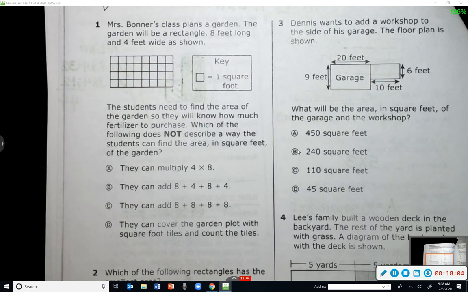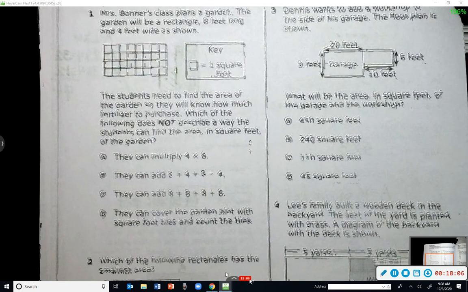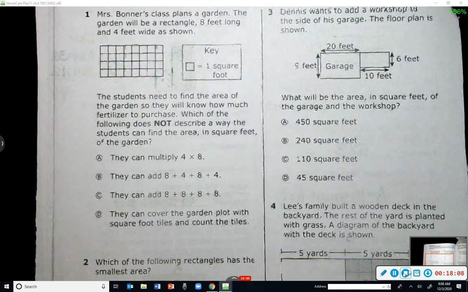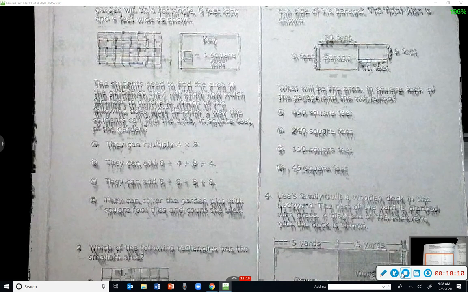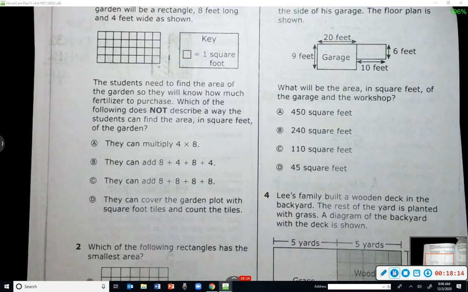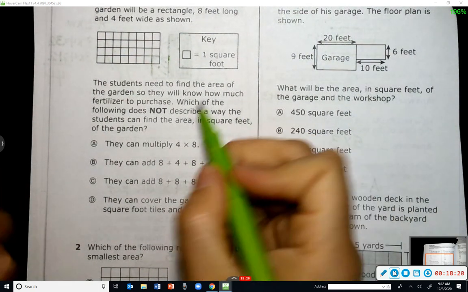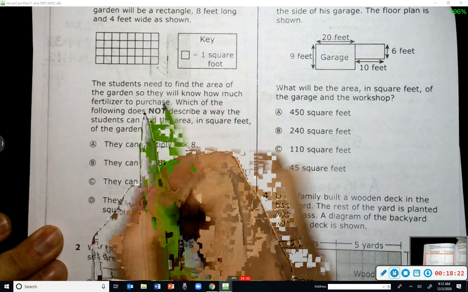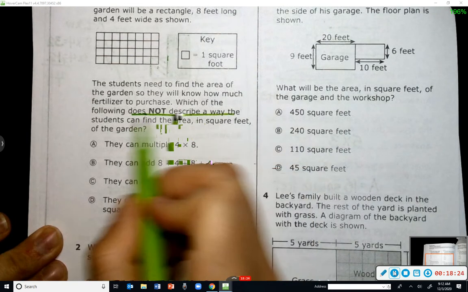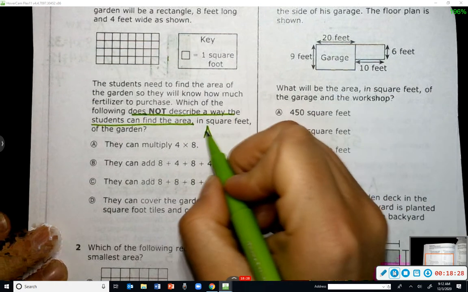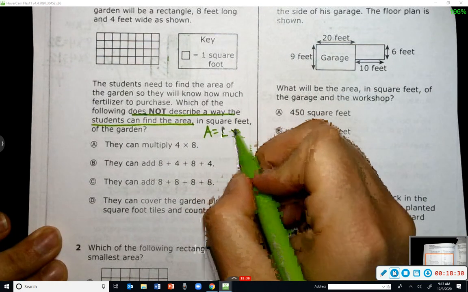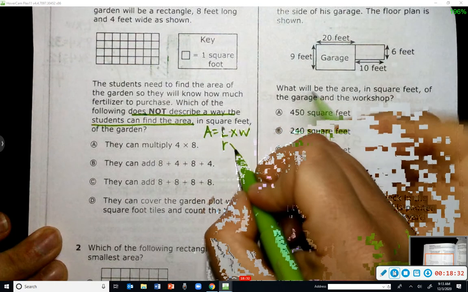Okay, showing your work, using strategies, answering number 1 on your own. Which one is not a way to just... Let's check and see what we got. Number 1, wanted you to find the one answer that does not describe a way the students can find the area. Well, we know to find area, we do length times width, or rows times columns. Okay?